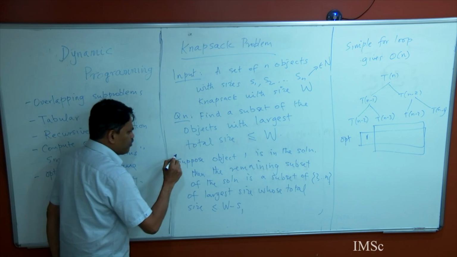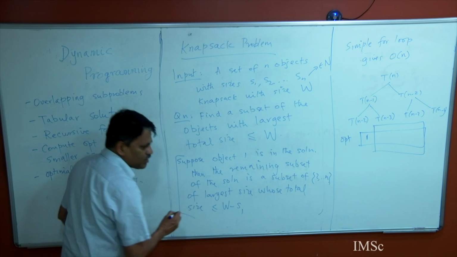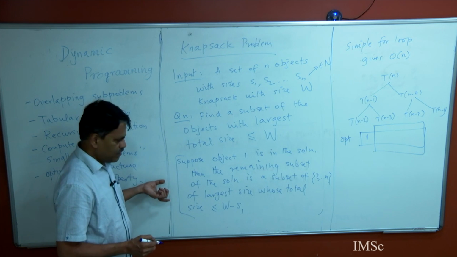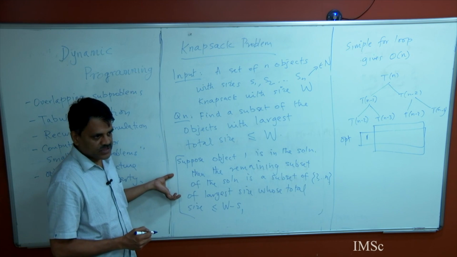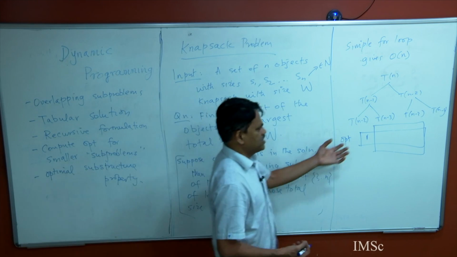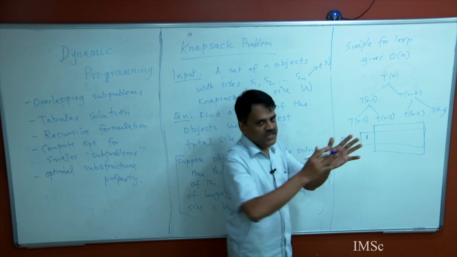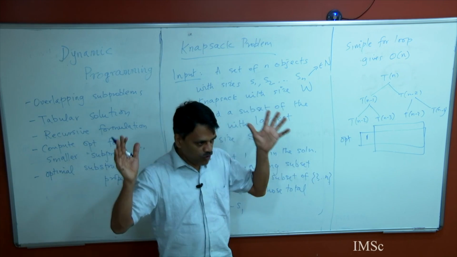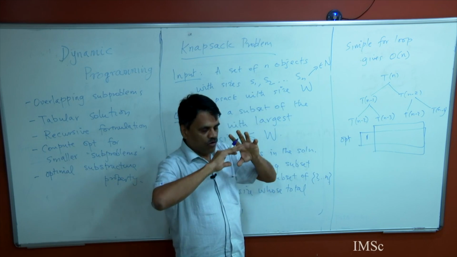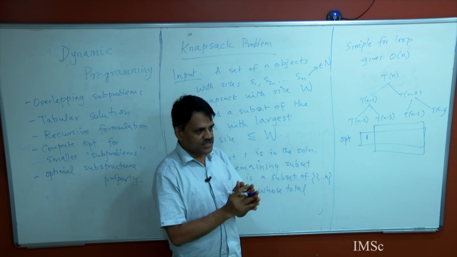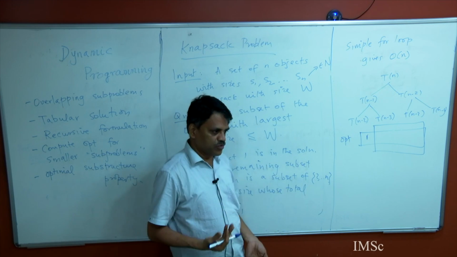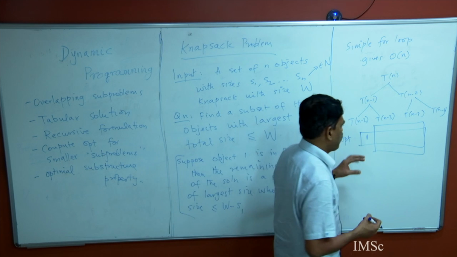Right. I am trying to prove this statement, that this is exactly what is called the optimal substructure property. If you tell me 1 is there, now you take any optimum solution. What is an optimum solution? It is a subset of 1 to n whose total size is largest that can fill up a capacity of at most W. And you told me 1 is there.